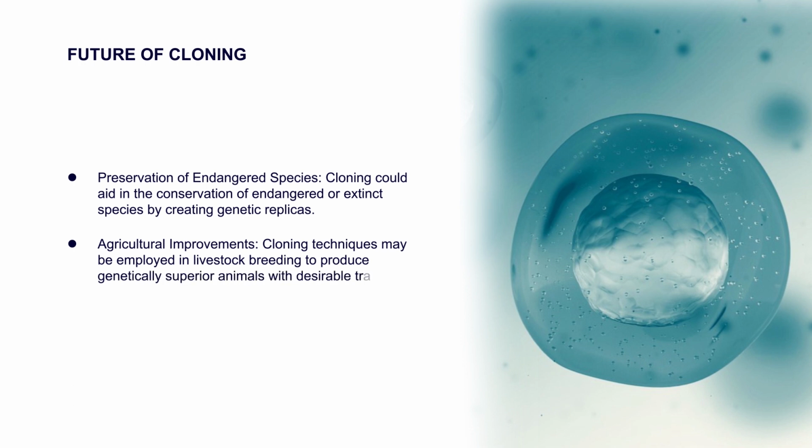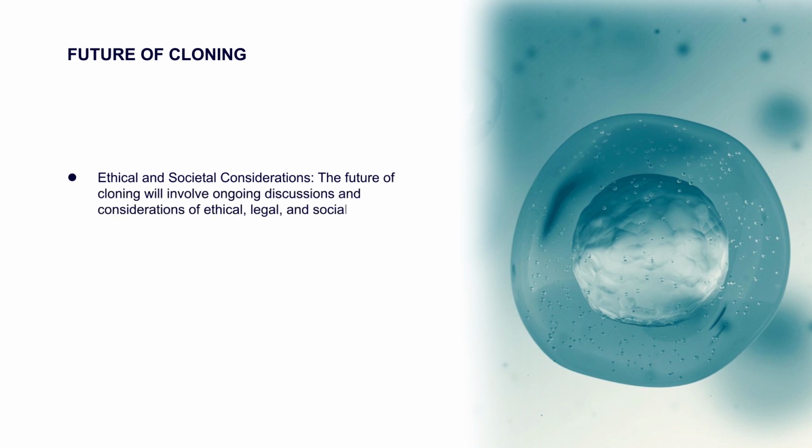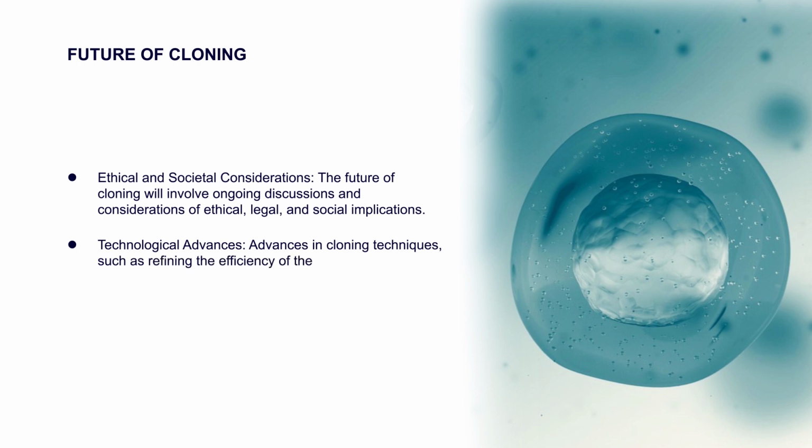In the field of agriculture improvement, cloning techniques may be employed in livestock breeding to produce genetically superior animals with desirable traits such as disease resistance, improved meat or milk production, or enhanced agricultural productivity. Cloning could contribute to agricultural advantage and food security.